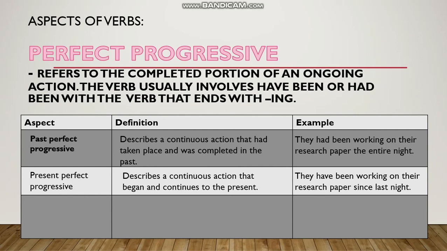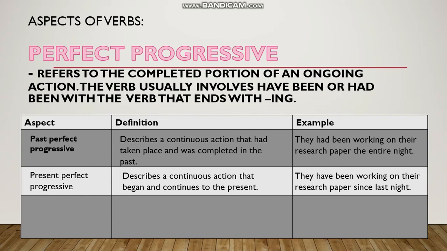Okay? Did it follow the formula? Correct. Have been working. Okay? So, it is perfect progressive. Is it in present? Yes. Because it used the word have.